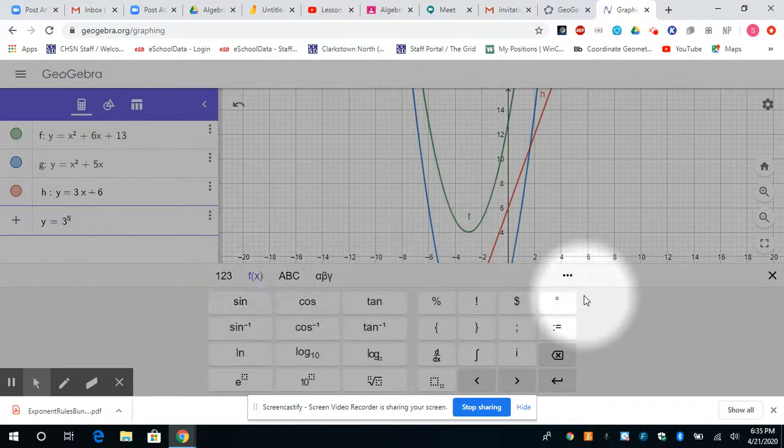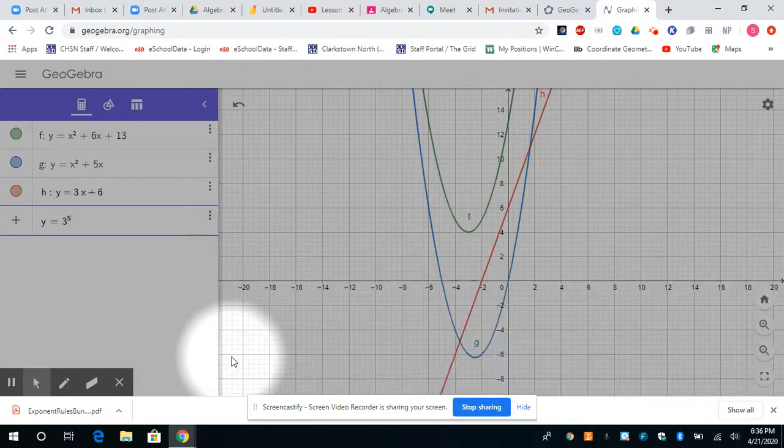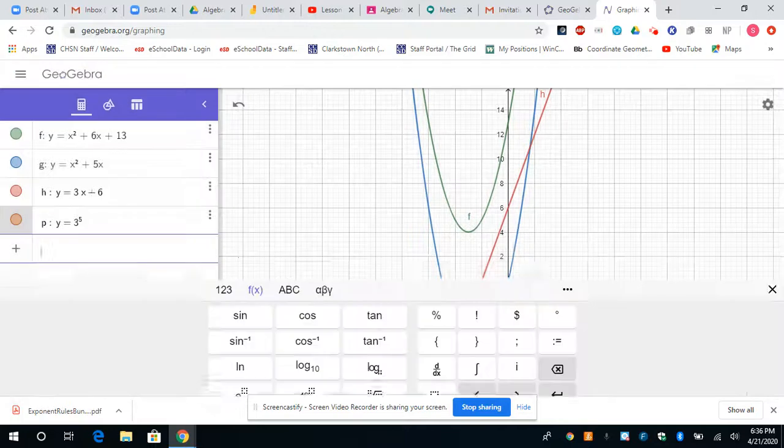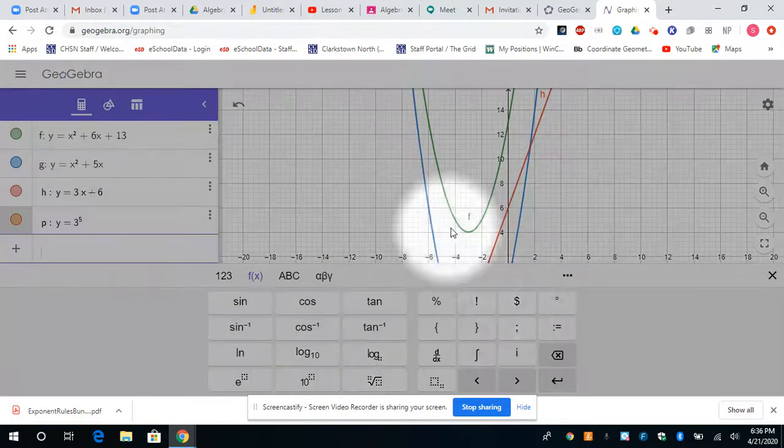There's numbers, the keyboard. If the keyboard doesn't show up for you, you hit this keyboard button down here and it will probably work. And it'll pop up in case you can't find it. But yep, you're going to submit a screenshot of the 3 graphs I want to see, just so I know you've explored this. It's a really cool tool, really helpful.